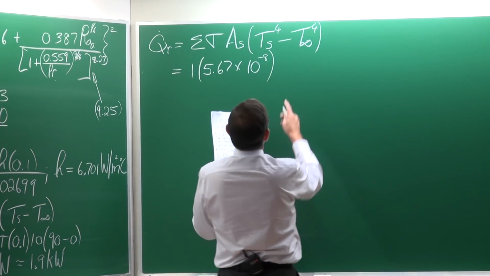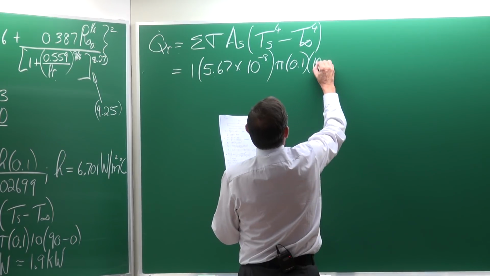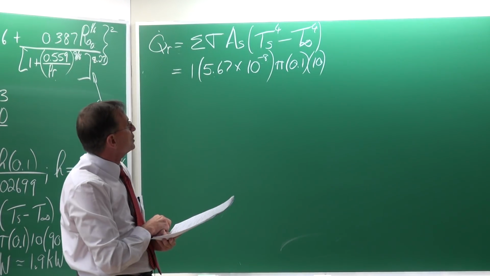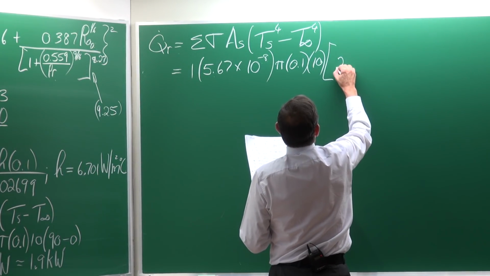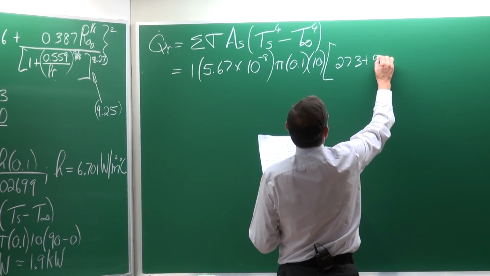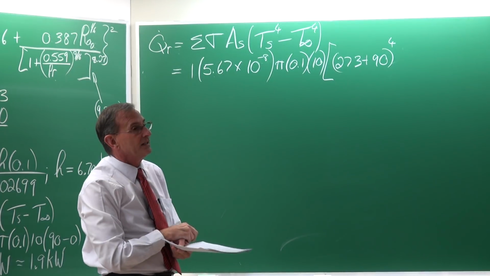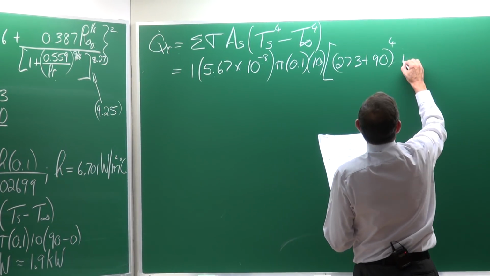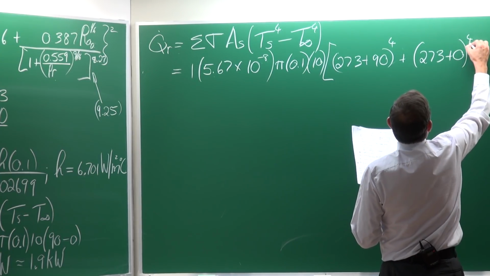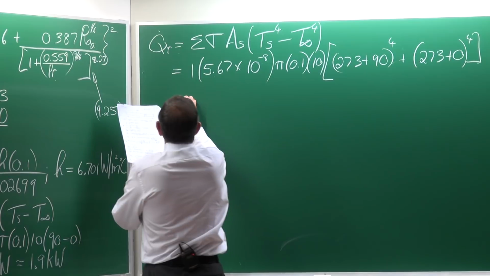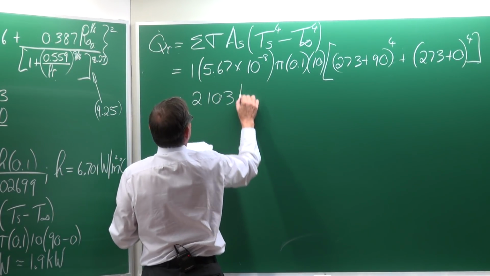The surface area through which the heat transfer occurs is pi multiplied by the diameter multiplied by the length of this tube, multiplied by the surface temperature. And now we have to be careful. It's the surface temperature in Kelvin: (273 plus 90) to the power of 4 minus, of course, (273 plus 0) to the power of 4. And the heat transfer rate through radiation is then equal to 2,103 watts.